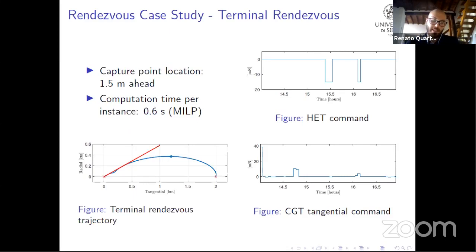Okay, after the phasing, the terminal rendezvous stage can start. Also here, you can notice that the satellite reaches the capture point, which is located 1.5 meters ahead. And also here, this is done by using the head command most of the time. Also here, the computational time is less than 1 second, so it is within the time interval. And as you can see, n being very small, the MILP solution has been possible.